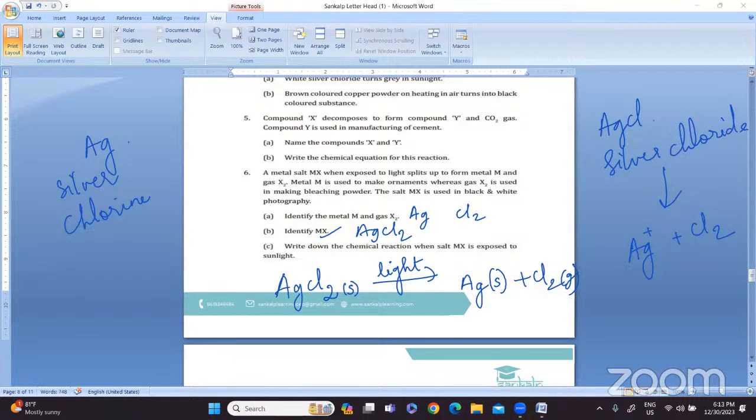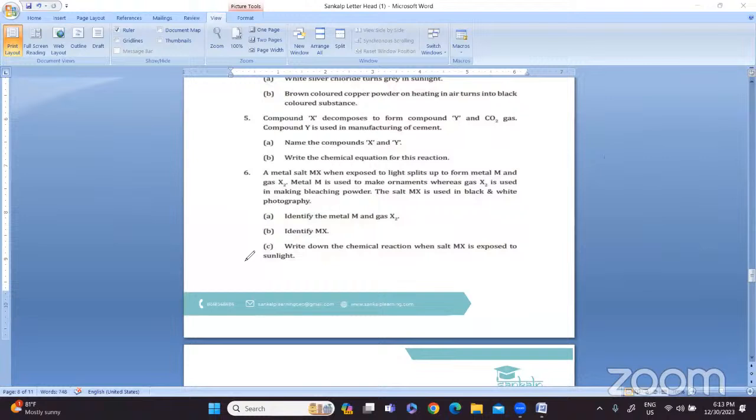Moving further, next is our seventh question. For sub question A, 1 mark, B, 1 mark, and C, 1 mark, like this. So your marks will be distributed. Fine. Moving further.